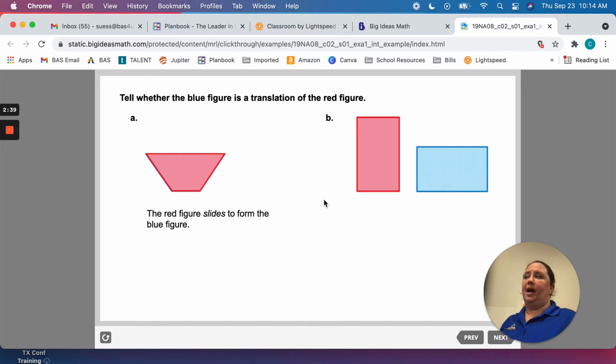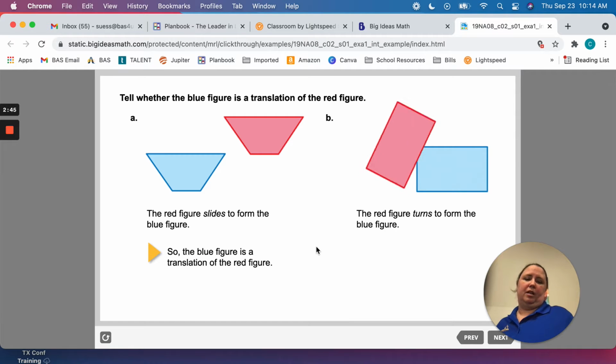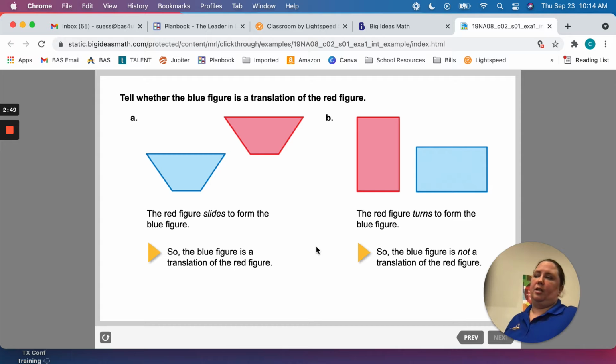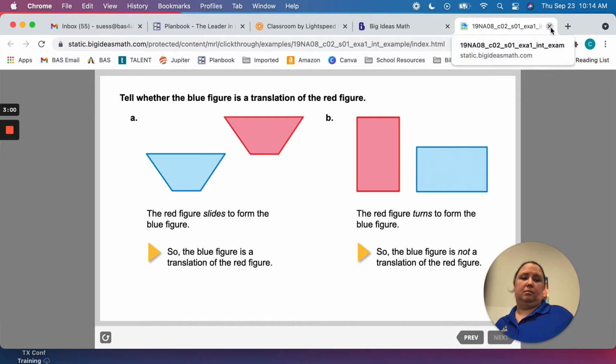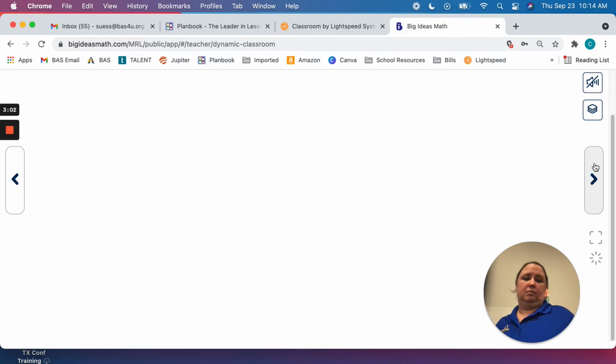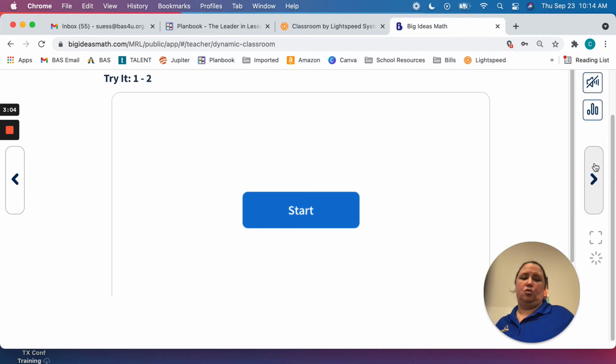For B, would B be a translation or not? No. Not. Why not? Elena? Because it doesn't slide. Yeah, because it flipped over. It fell on its side. It turns. So this one would not be a translation. So you'd say no. Any questions? All right, go do the try-its. Try-its 1 and 2.